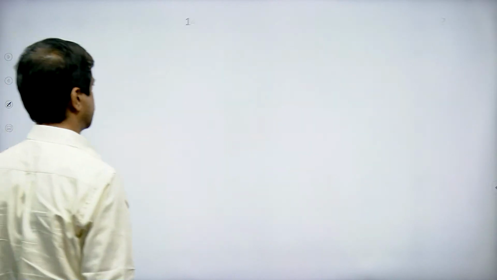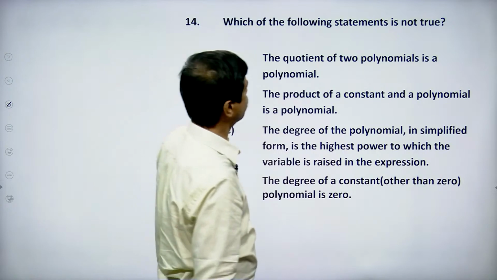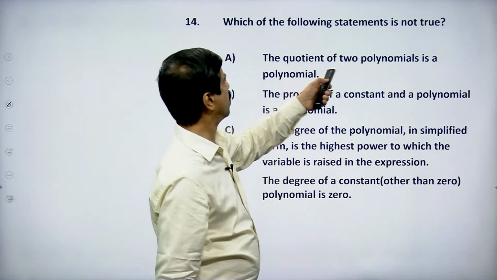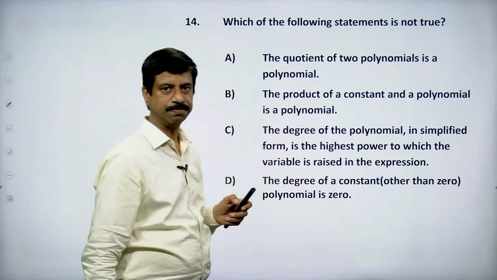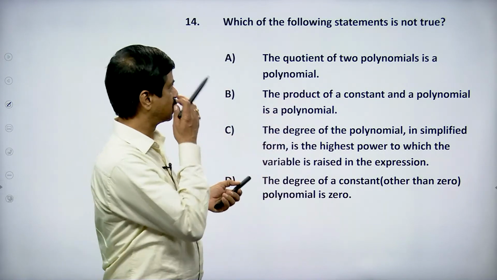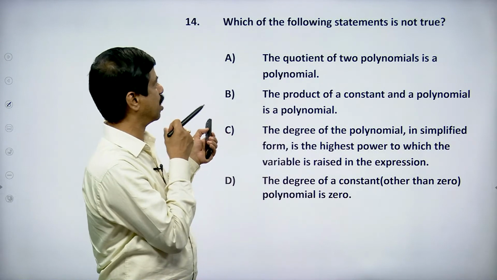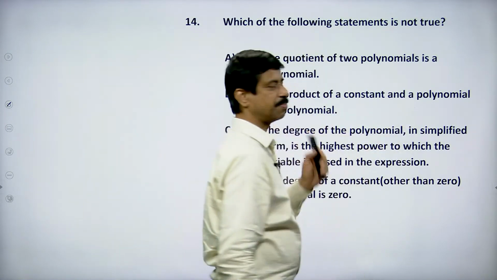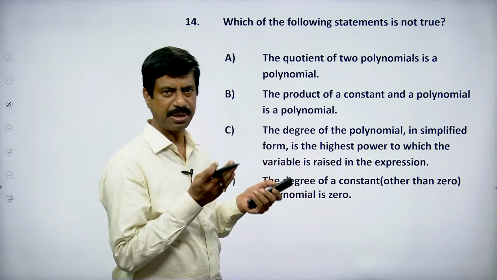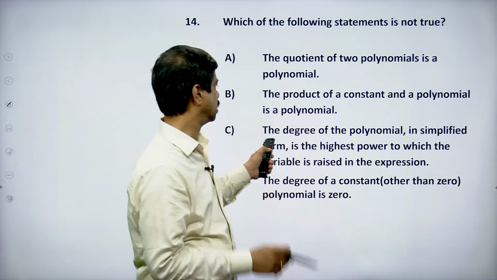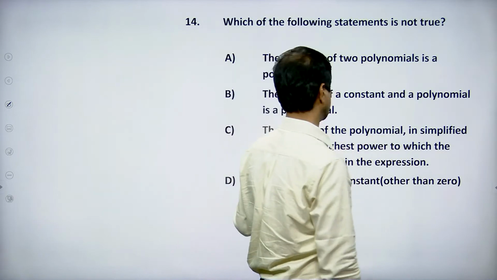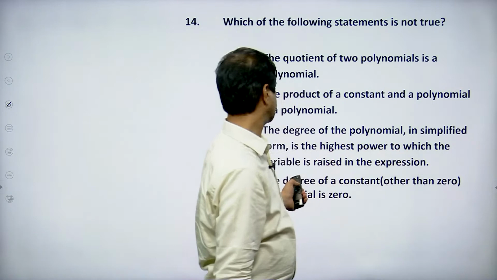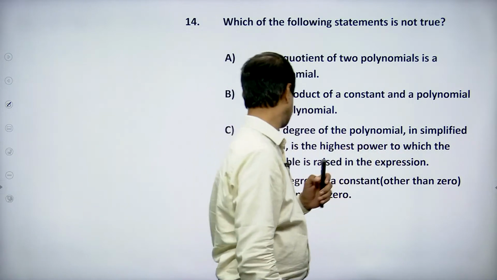Right, children, let us go to the next question. Which of the following statements is not true? The quotient of two polynomials is a polynomial. The product of a constant and a polynomial is a polynomial, that is also true. This is simple imagination, children. The degree of a polynomial in simplified form is the highest power to which the variable is raised in the expression. That is right.